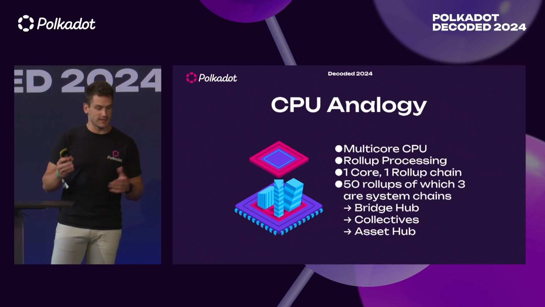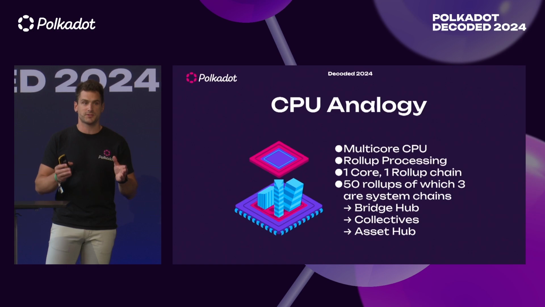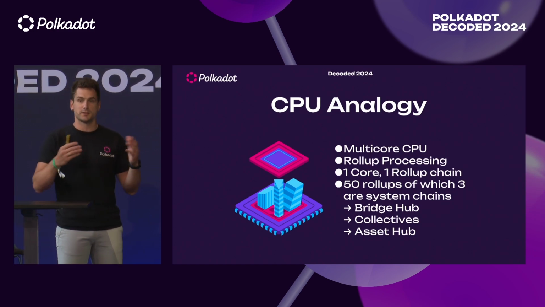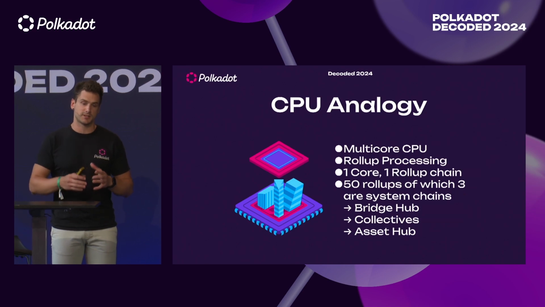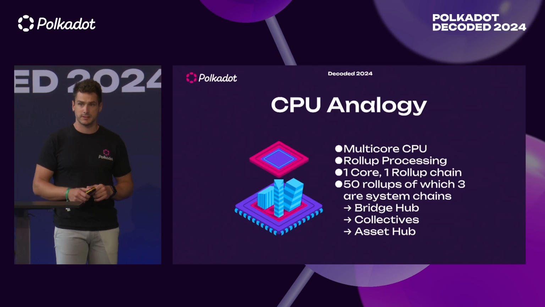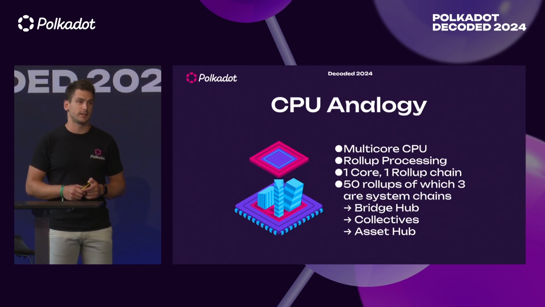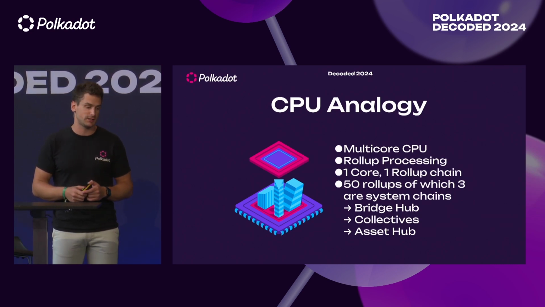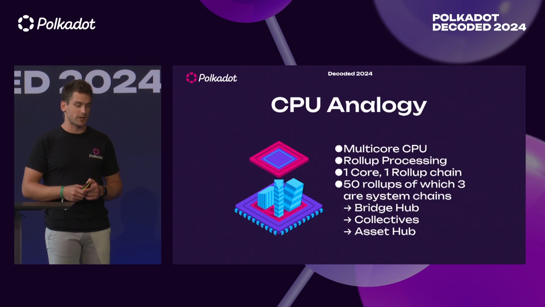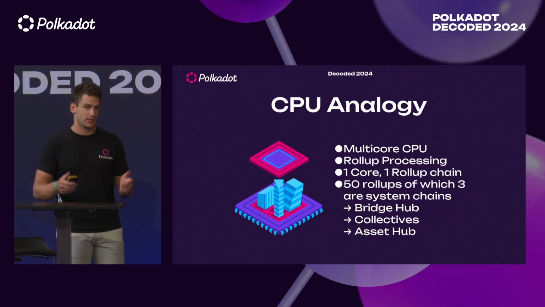As I said, we have 50 rollups, of which 3 are called system chains. These are native system chains, like system processes in computing. For Polkadot we have system chains that are Bridge Hub, Collectives, and Asset Hub. In Collectives, we already have the Polkadot Fellowship and the Ambassador Program on-chain within the Collectives system parachain. And within Bridge Hub, we now also have Snowbridge, the Polkadot-Ethereum bridge that was recently launched.